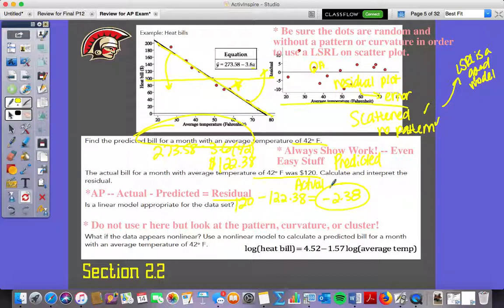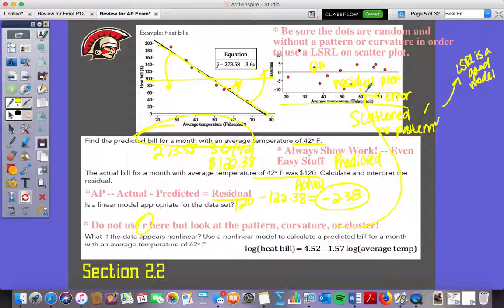Is a linear model appropriate for the data set? Don't use R here. R is the strength, but when we talk about whether it's a linear model or not, we go straight to the residual plot up above. We would just say a linear model is appropriate because the dots are scattered and there's no pattern in the residual plot.